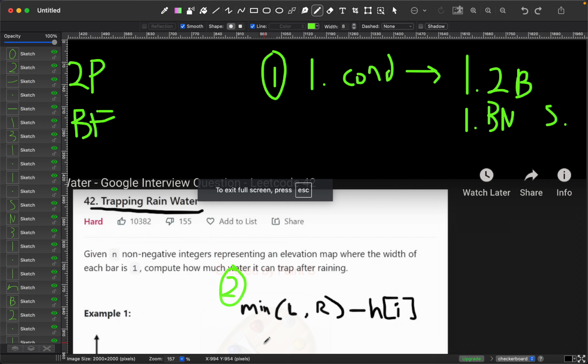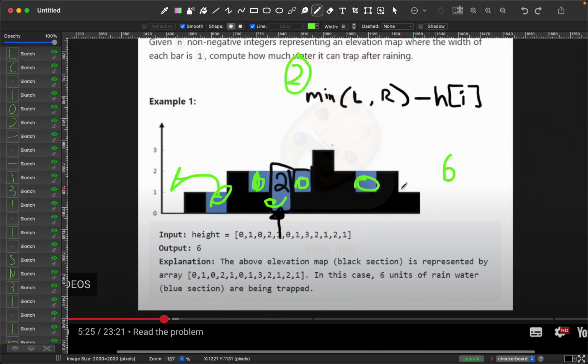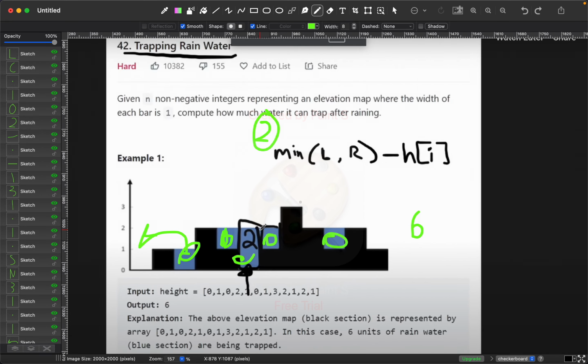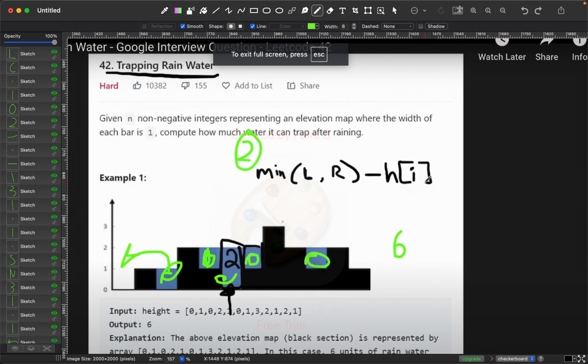Between stage 1 and stage 2, stage 1 is saying that the minimum of L and R refers to the bottleneck, the shorter length item. And then the next condition is, at the current position, what is your current length? You need to subtract that off with your current length.